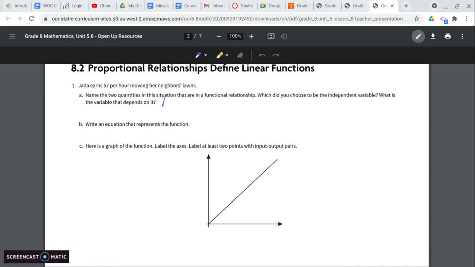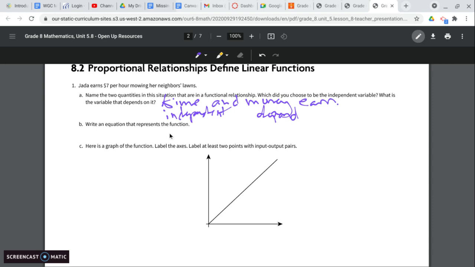So time and money earned. Which is going to be the dependent variable? So the dependent is going to be the time. Oops, wrong one. Got flipped around in my brain. Time is going to be the independent, and money earned will be the dependent because it'll depend on the time.